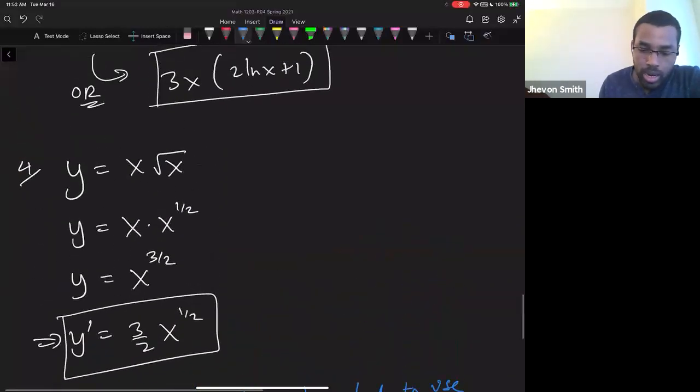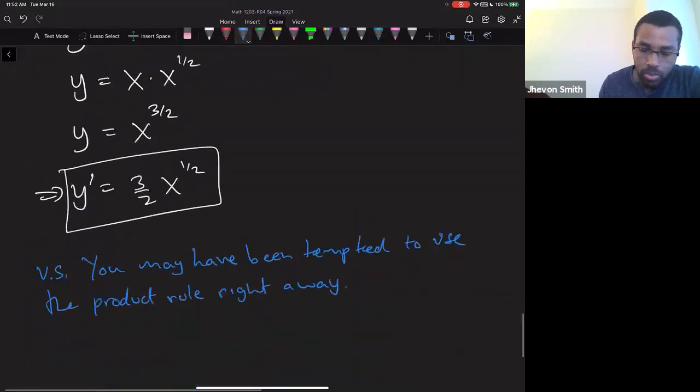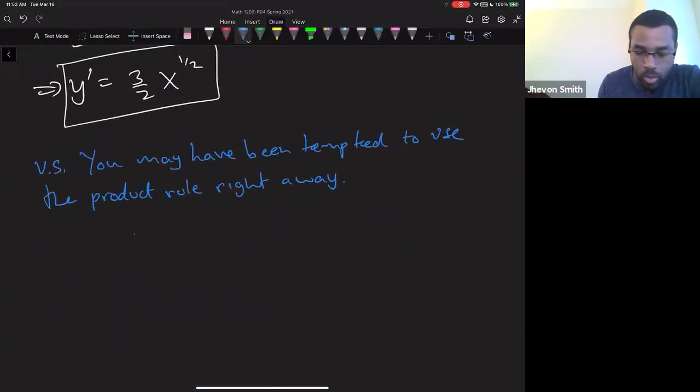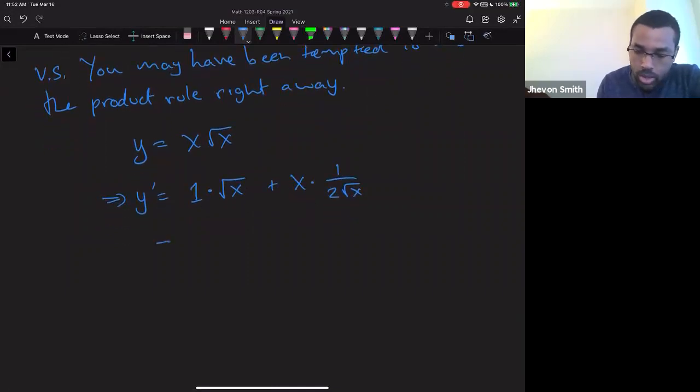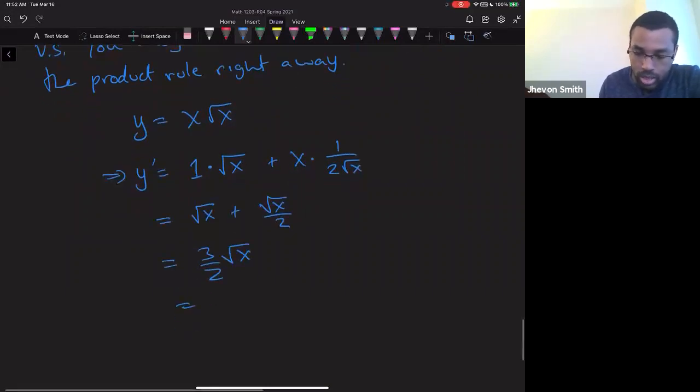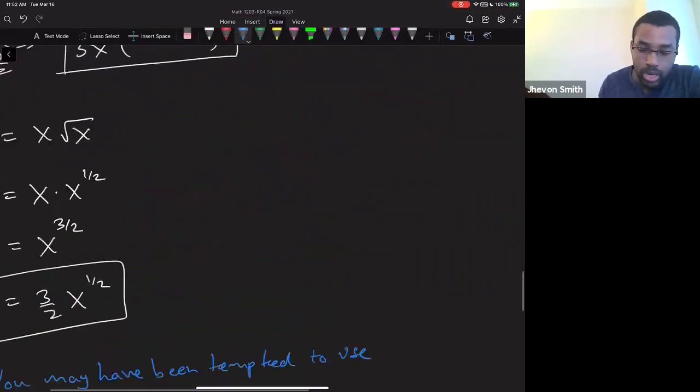So you would have y equals x times radical x. And then you would say, well, my y prime is going to be the derivative of x times radical x plus x times 1 over 2 rad x. And then you're going to realize, well, that's just radical x plus radical x over 2. And so this is going to be 3 over 2 rad x, which is your 3 over 2 x to the 1/2, which is what we got last time, right?